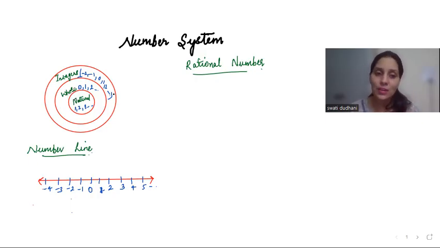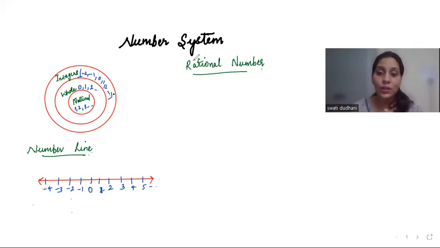Whole numbers starting from 0 onwards, 0, 1, 2, and so on. And integers consist of natural and whole numbers along with negative numbers. So all these are integers. Now all these numbers can be plotted on a number line.